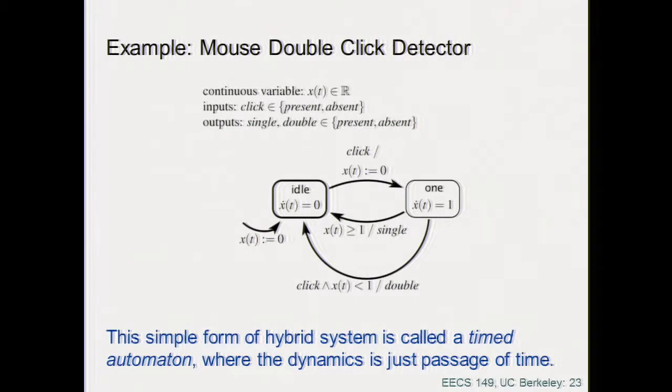And so in this particular case, there is a continuous variable. The inputs are click, single, double. This is the click of the mouse. And so when you want to move the cursor, you say mouse up, mouse down. So this is the finite state machine that is describing this. And there is x dot equal to 1, which is essentially the fact that time goes by. So this simple form of hybrid system is called a timed automaton, where the dynamic is just the passing of time.